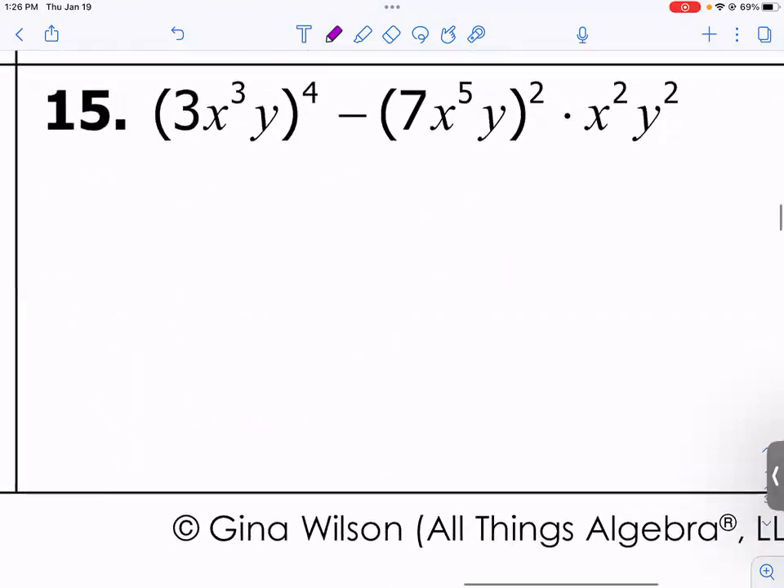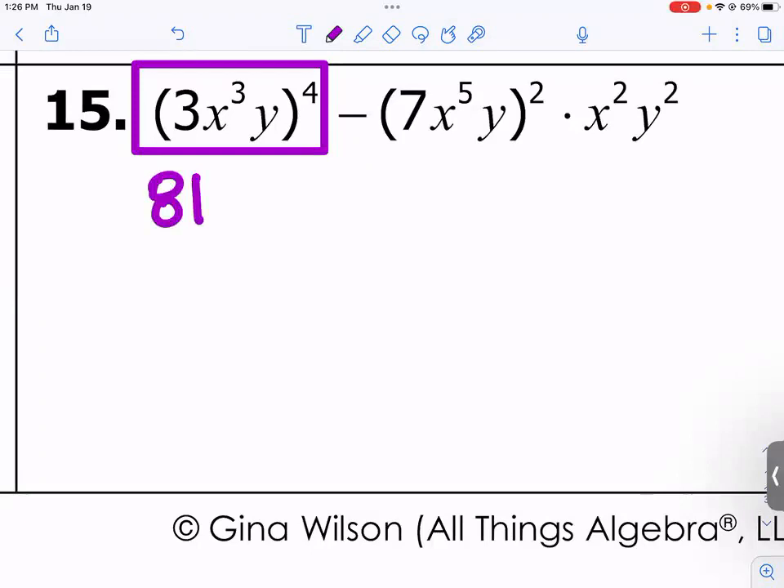All right, so let's talk about number 15. Let's focus on this guy right here. 3 to the 4th. Can you get it for me? 3 caret 4. It's 81. Okay, Avery, what is our exponent for x?